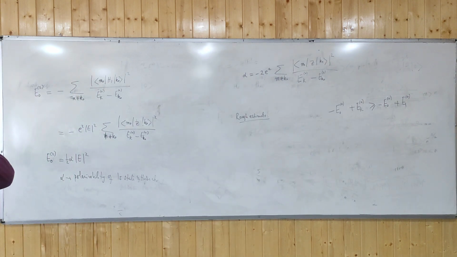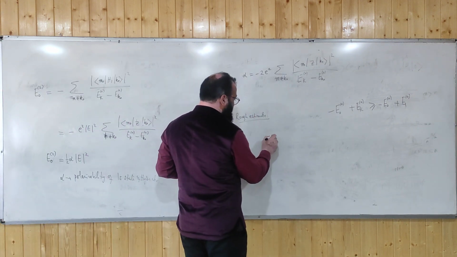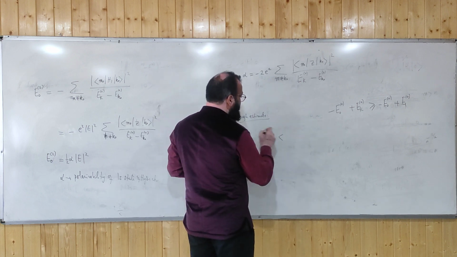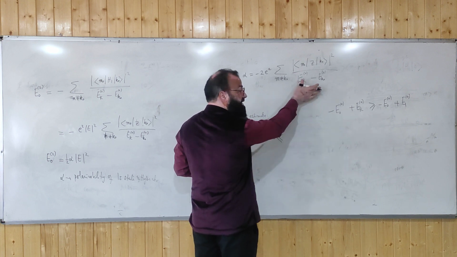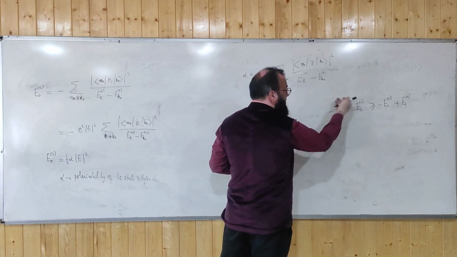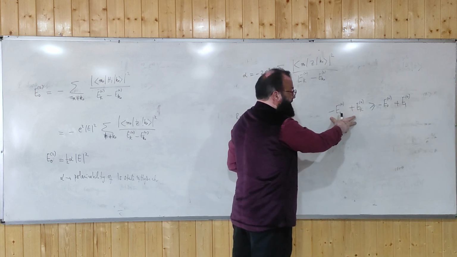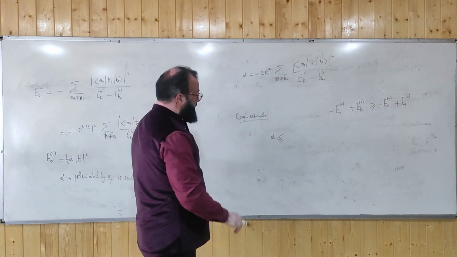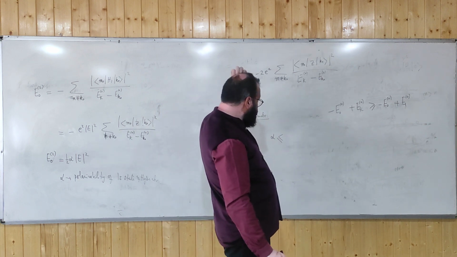Clear? Got it? Okay, so that means I can have this alpha. I can write less than or equal to, because this is in the denominator. When I take 1 divided by this thing, then 1 divided by this thing is larger than this thing. Clear? Okay, so in that case I can take, so am I saying correct?